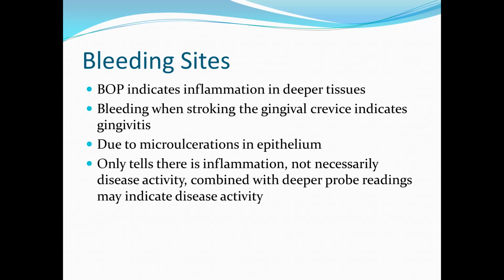But you are always looking at the BOP, the bleeding on probing, that can indicate inflammation in the deeper tissues. Bleeding when stroking the gingival crevice can indicate gingivitis, and it's due to those micro ulcerations in the epithelium. So this only tells us that there's inflammation. It doesn't tell us there's disease activity, right? It doesn't tell us there's breakdown, just that there's inflammation, right?